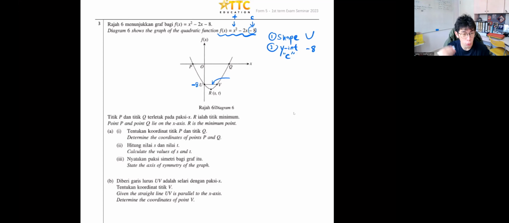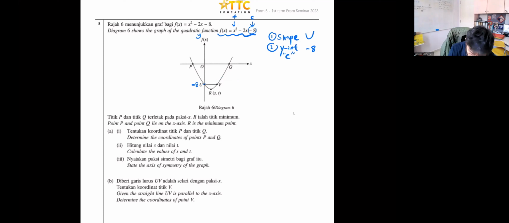So for your UV, if I'm going to ask extra, your answer will be: it passes through the y-axis, and it passes through -8. So this is y equals -8. This is extra, just to mention to you all, because later when we do y equals mx plus c, we need it. Okay, so I will erase it. Done. I get the -8 for my y-intercept.